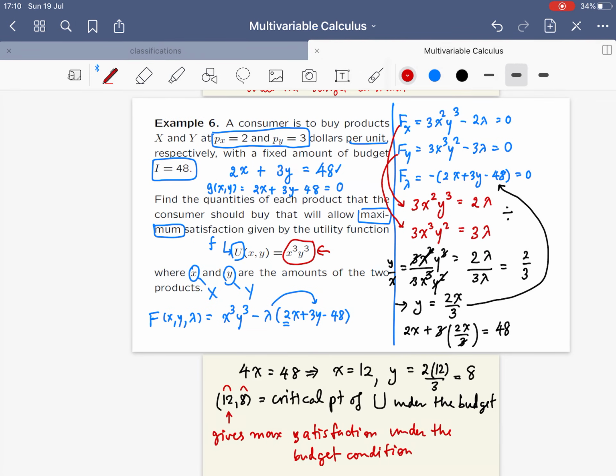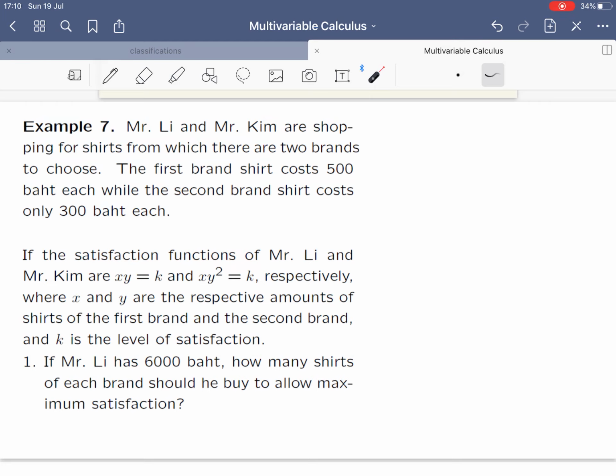And the satisfaction functions of Lee and Kim are different. For Lee, it is xy equals k, and for Kim, it is xy squared equals k. Of course, your x and y are the amount of shirts for the first brand and the second brand respectively, and k is the level of satisfaction, like your capital U in the previous example.